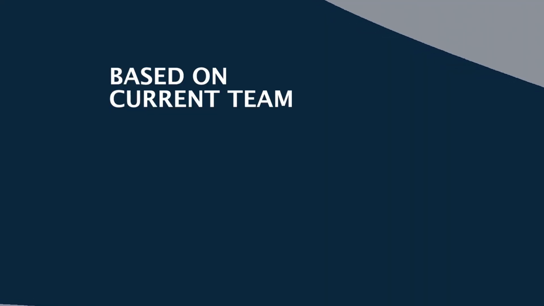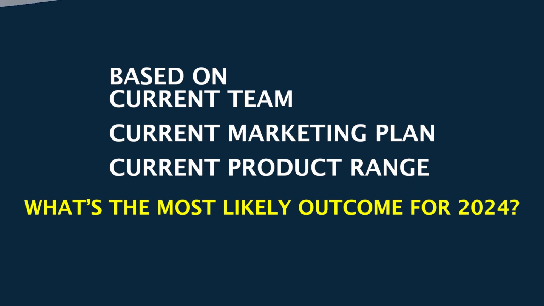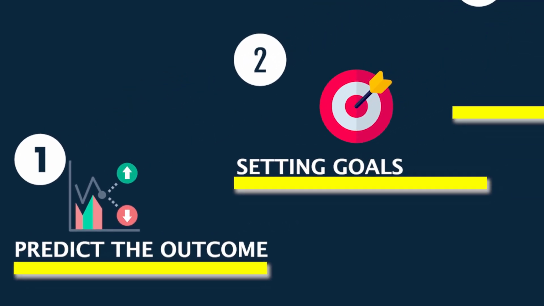Your current team, your current marketing plan, your current product range. What's the most likely outcome for 2024? But if you're not satisfied with the profit that delivers to you, then of course you need to do something to keep moving your business forward and growing. And step 2 is to define exactly what that more is. What is it that you want to achieve in your business? And this is where setting realistic goals comes in.